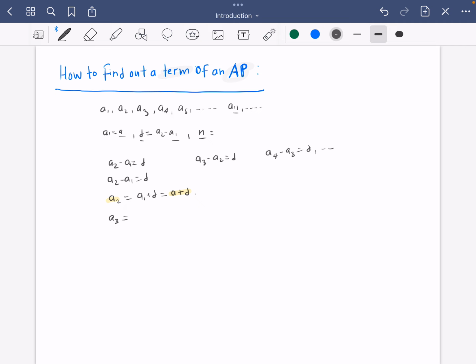A3 is going to be A2 plus D. Or you can simply say that the next term is going to be the previous term plus the difference, so it is going to be A2 plus D. Now the value of A2, you know, from here, is A plus D. So it's going to be A plus D plus D. It's going to be A plus 2D.